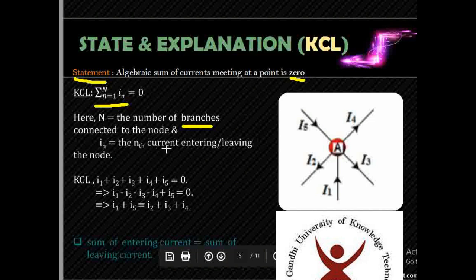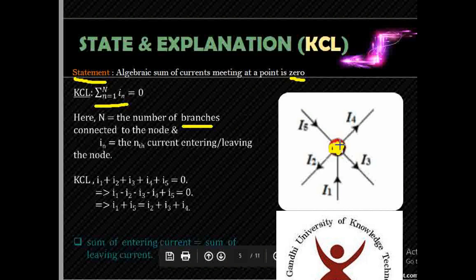So here there is a figure. You can see the currents I1, I2, I3, I4 and I5. Let us try to understand KCL from this figure. A is a meeting point here, a point where all the currents are meet. Now the statement of KCL is algebraic sum of currents meeting at a point is 0, and it can also be expressed as sum of currents entering a node equal to sum of currents leaving the node.